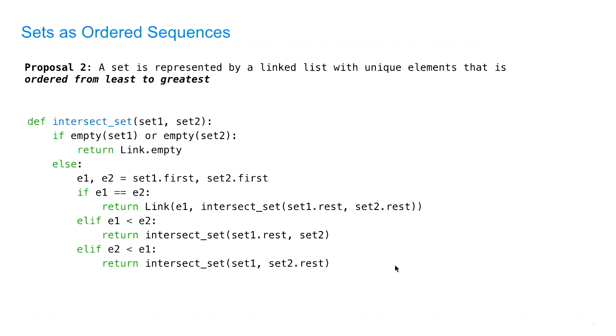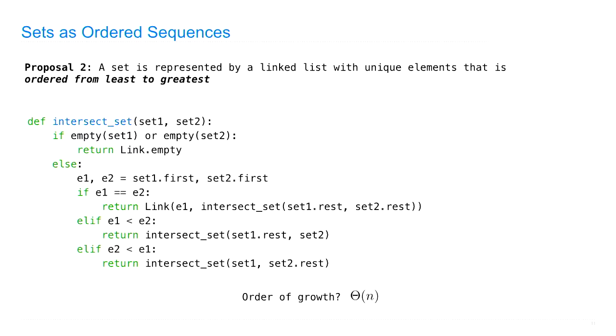This is kind of a big deal. This logic of how to take two ordered linked lists and figure out what elements they have in common. It's a big deal because it's a much more efficient process than taking every element in set 1 and comparing it against every element in set 2, which took quadratic time, n squared. This actually only takes linear time.